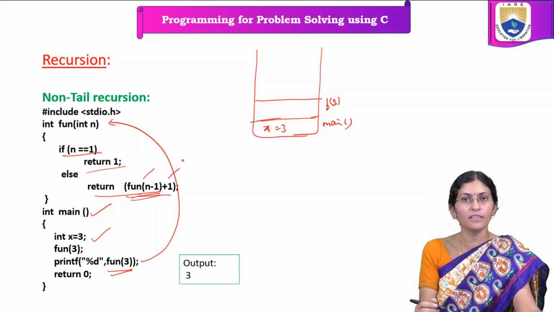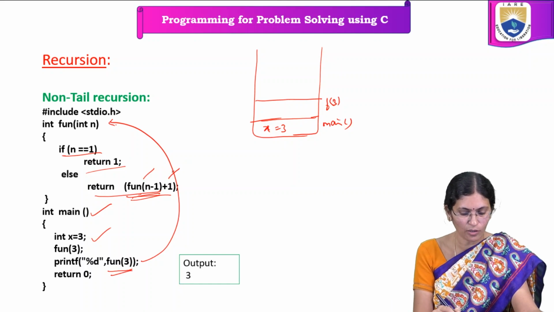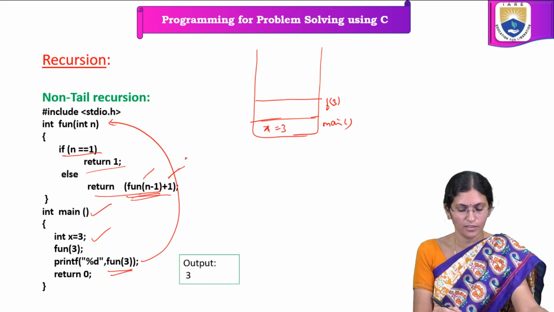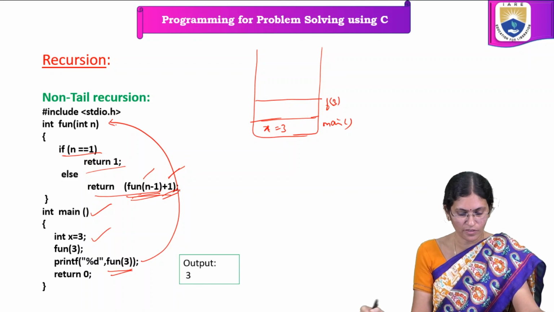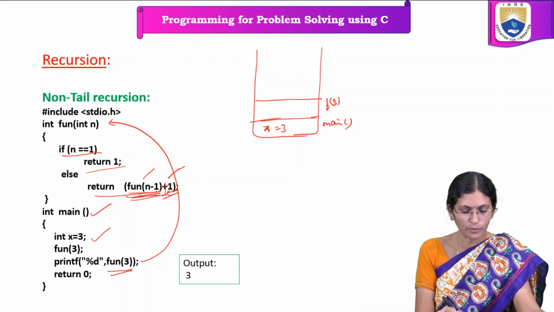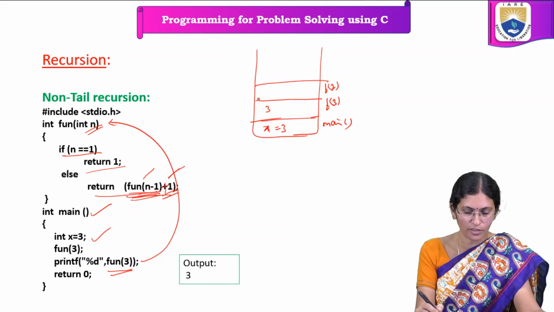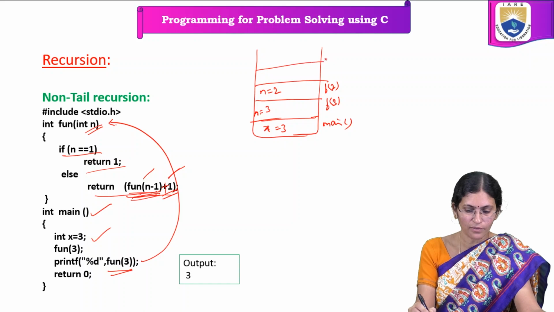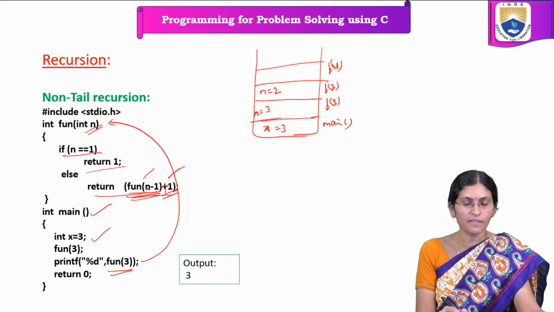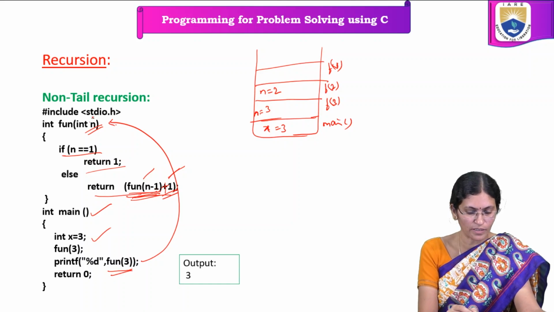Along with that, when the calls return, this also has to be processed. After the function call, we have to add 1 to the value returned. So fun of n minus 1, where n is 3, gives f of 2, and an activation record for f of 2 is created. Here n is equal to 2, and in the previous record n is equal to 3. Then after that, an activation record for f of 1 is created, since 2 minus 1 is 1.